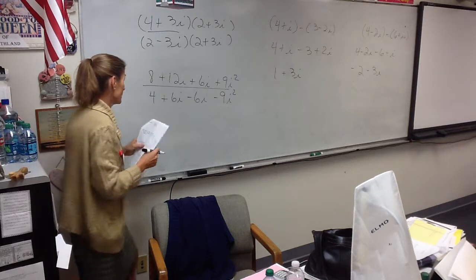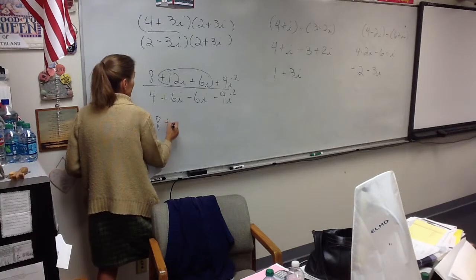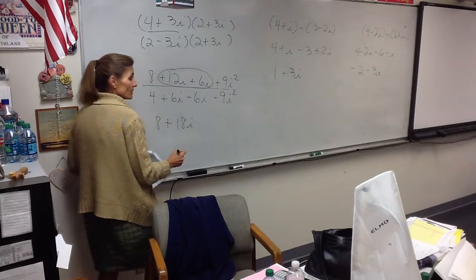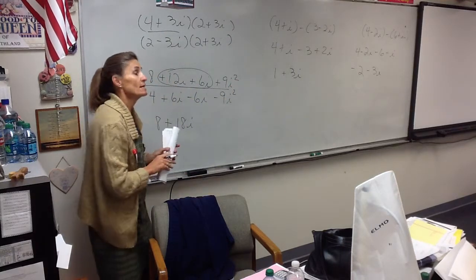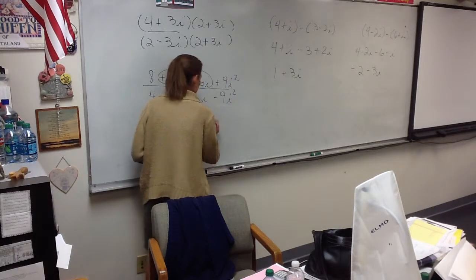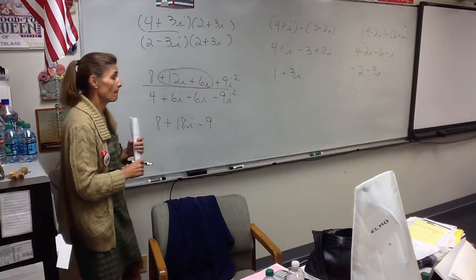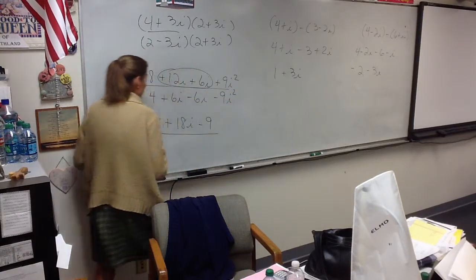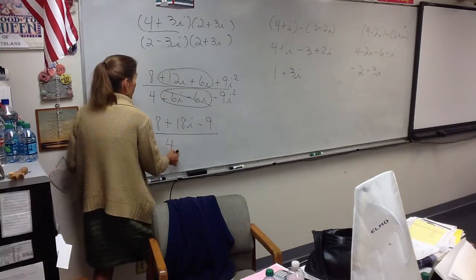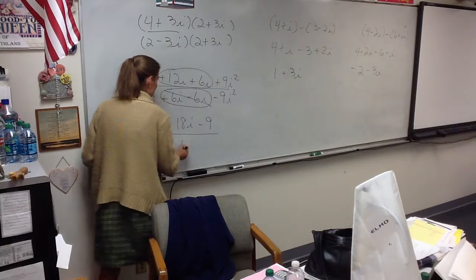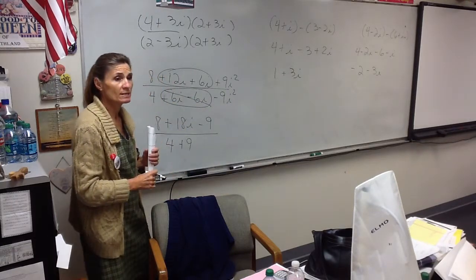Okay. Can I add these together? Yes. So I have 8 plus 18i. And then tell me about i squared. What are we supposed to remember about i squared? It's negative 1. So that's going to make negative 9. Remember, i squared is negative 1. On the bottom, what happens to these two guys? They cancel. Gone. 4. All right, now tell me about this. Plus 9, because this is negative 9 times negative 1. Remember, i squared is negative 1.